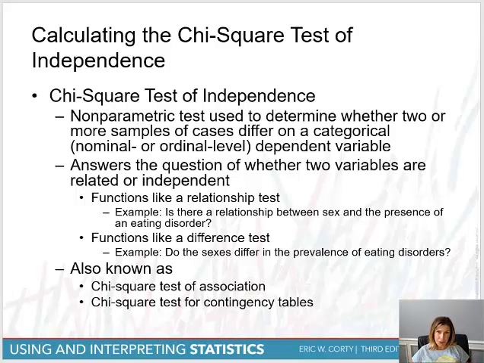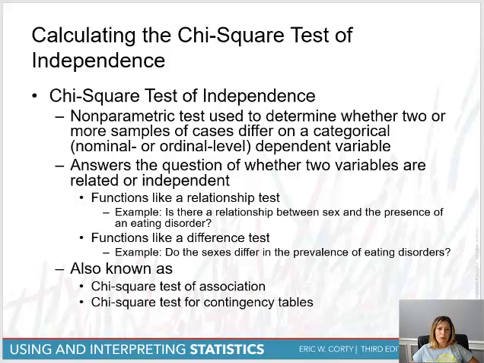Really what we have is two dependent variables that are either measured at the nominal or ordinal level, or we fall back on a chi-square if we have done a parametric test and we violated an assumption and we just have to go to something else. So this chi-square test of independence sometimes is called a chi-square test of association. Sometimes people also call it a chi-square test of contingency table.